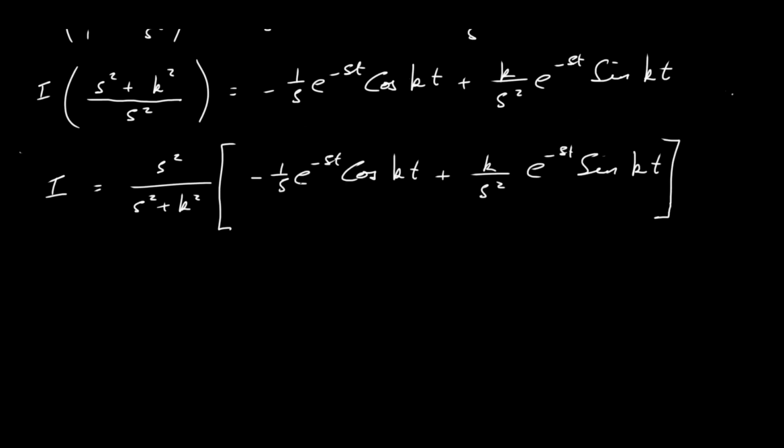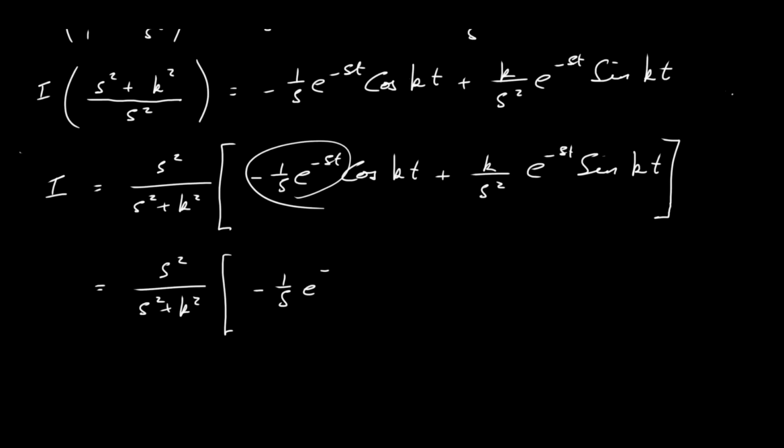The next step I'm going to do is I can see that I've got a minus 1 over s e to the power of minus st here, and I have one here as well, so I'm just going to factorize that out. So I've got s squared over s squared plus k squared times minus 1 over s e to the power of minus st. That'll leave me with cos kt here, and then minus minus will give me the plus here, and I want to take out a 1 over s here, which will leave me with k over s, and also then the sine kt.